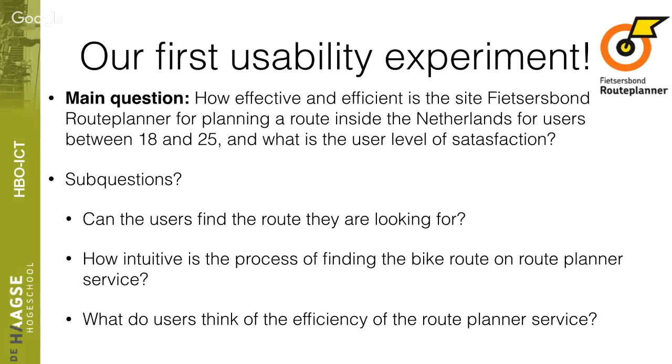So we have this main question, and in order to answer it, we can divide it into 3 sub-questions. Can the users find the route that they are looking for when they are using the Petersbond route planner website? How intuitive is the process of finding the bike routes on the route planner service? And what do the users think of the efficiency of the route planner service?